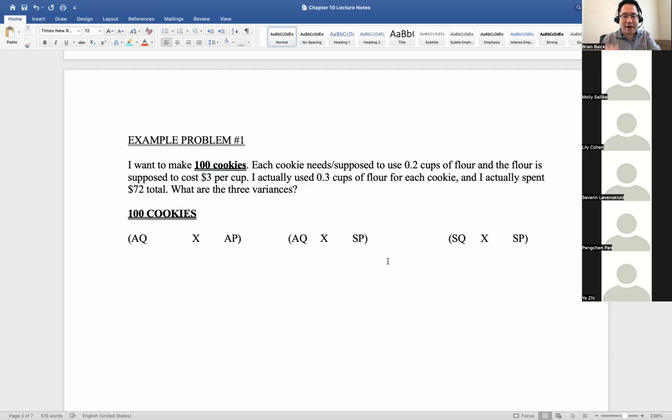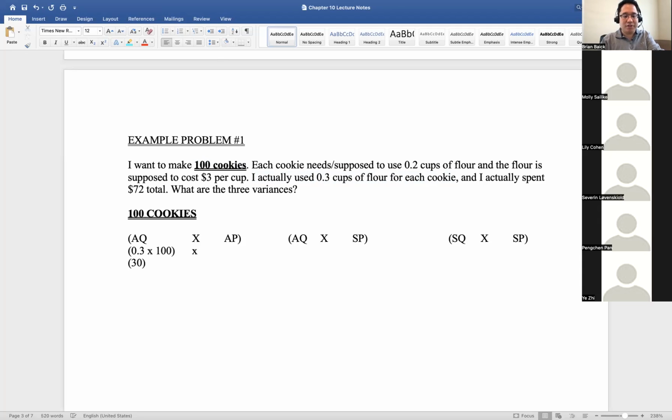We can start on the left or the right side, doesn't matter. To make 100 cookies, how many cups of flour did you actually use? It says here, I actually used 0.3 cups of flour for each cookie. So what's the actual quantity of flour that I used? 0.3 times, I'm making 100 cookies, so times 100. That's going to be 30. See right here.